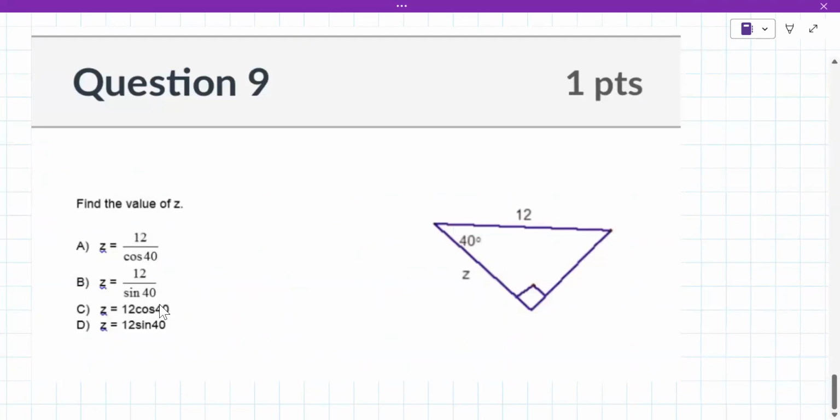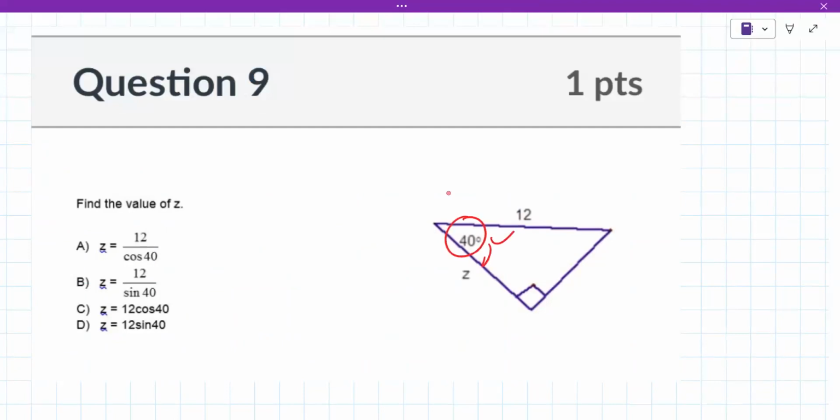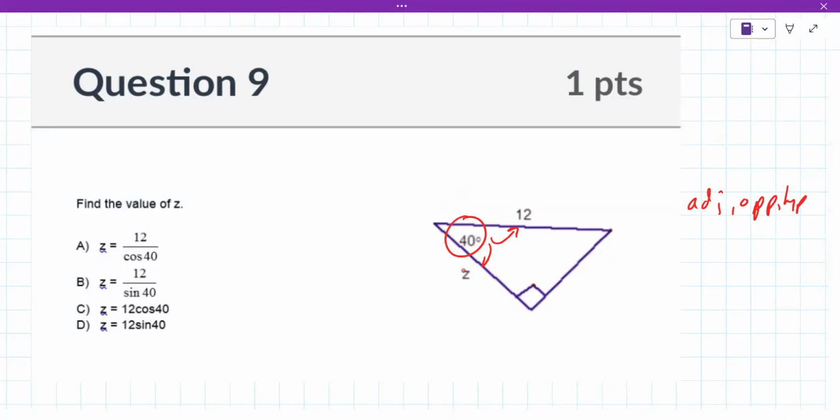So when you look at this problem here, when you're trying to solve for Z, you say, okay, well, I'm here at this angle 40. What is Z? What is 12? And remember, we use words like adjacent, opposite, and hypotenuse. What do you have here? Is Z the adjacent, opposite, or hypotenuse? It will be the adjacent. And then what about 12? Hypotenuse. Okay, so which trig function uses the adjacent and the hypotenuse?